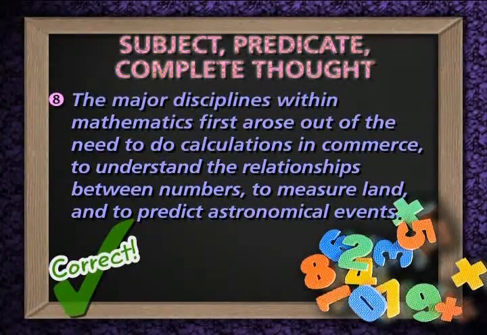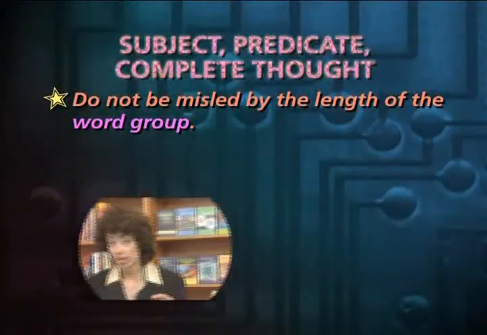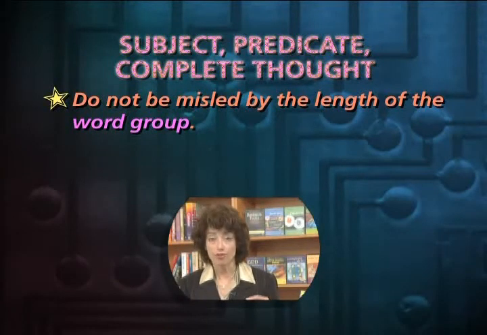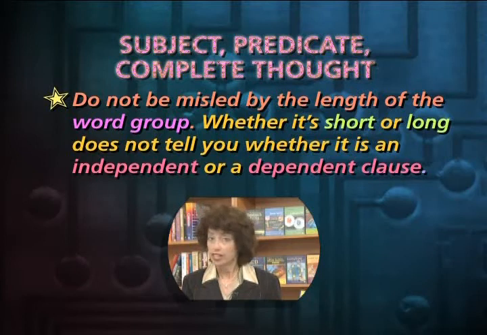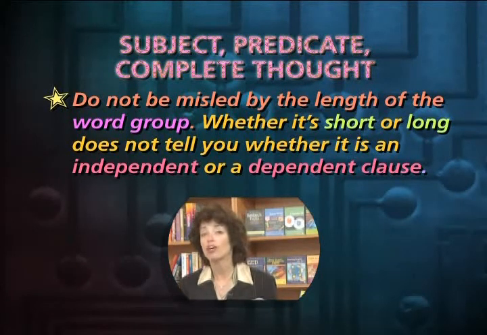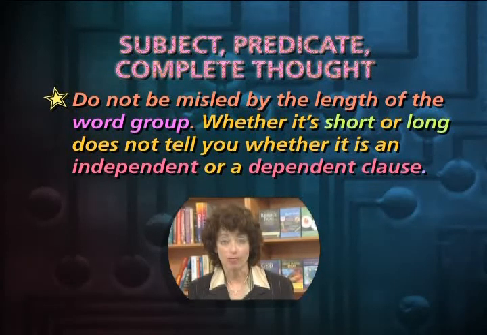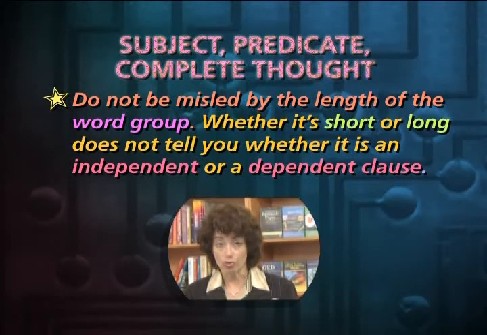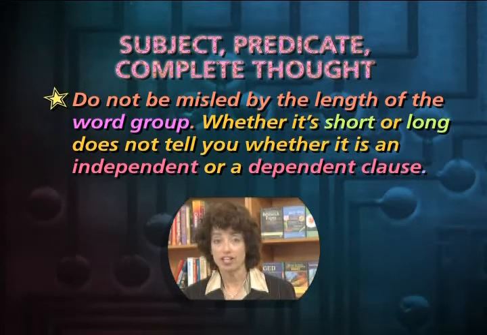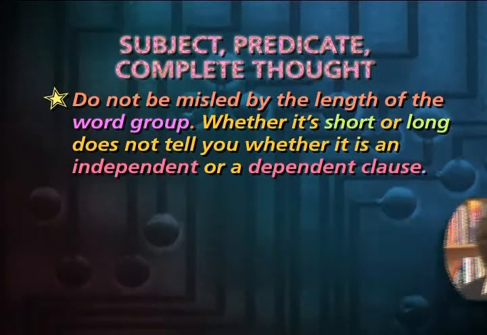The major disciplines within mathematics first arose out of the need to do calculations in commerce, to understand the relationships between numbers, to measure land, and to predict astronomical events. This now makes sense. So to reiterate, do not be misled by the length of the word group. Whether it's short or long does not tell you whether it is an independent or a dependent clause. This is dependent even though it is very long. Instead, go by our rule. Does it have a subject? Does it have a predicate? And does it express a complete thought?